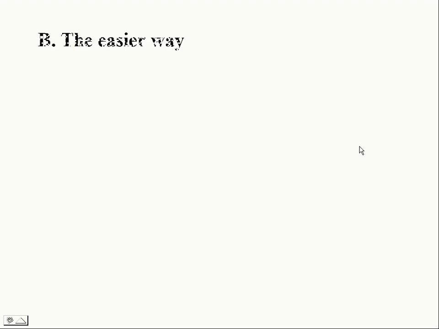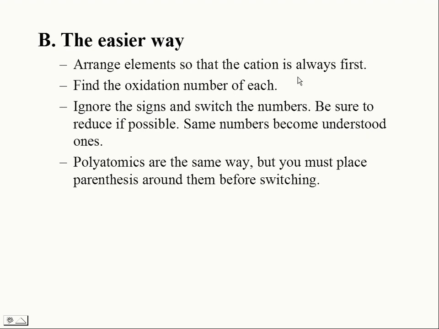If you don't like that method, here's the easier way. Arrange them with the cations always first. Find the oxidation number of each. Ignore the signs and switch the numbers. Be sure to reduce if possible. Same numbers become understood ones. So that's everything that I just did. Polys are going to work the same way, but you must add parentheses. We'll talk about polys. You guys did not miss the poly lesson. We're doing that next time.